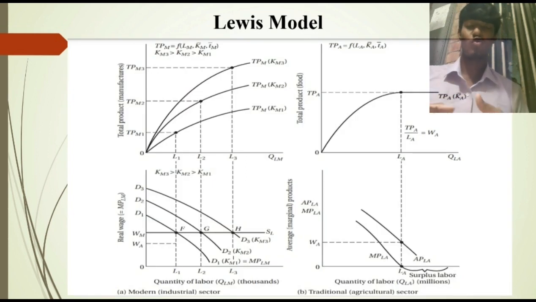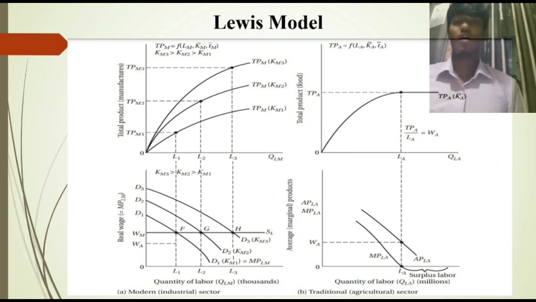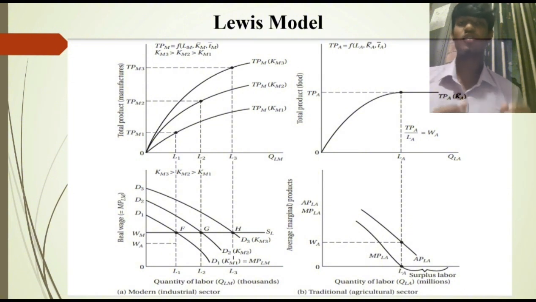Here we are discussing the Lewis exhibition, or Lewis graphs. First, we discuss the traditional sector. Here TPA is the total production of the agriculture sector, LA is the labor of the agriculture sector, QLA is the quantity of labor of the agriculture sector, APLA is the average productivity of labor in agriculture, and MPLA is the marginal productivity of labor in agriculture. Let's see the total product of the food sector. We see that productivity is no longer increasing after a fixed point of labor is involved. That means the marginal productivity of surplus labor is 0.